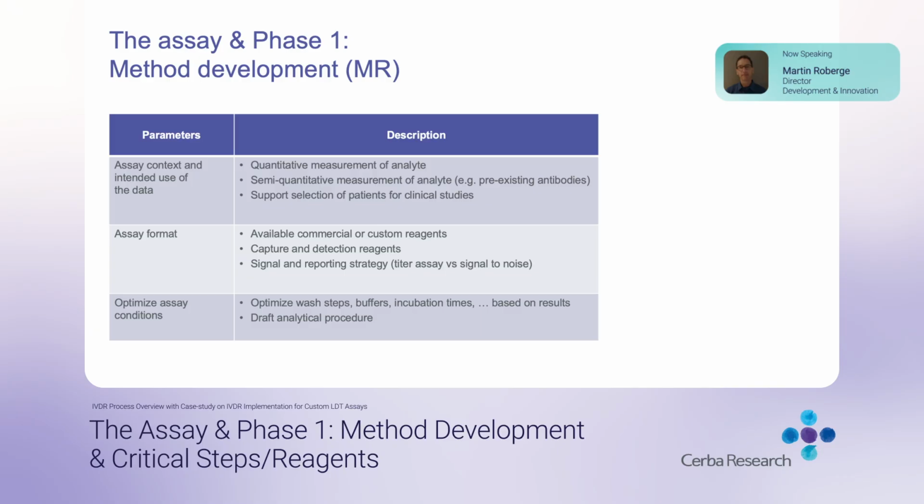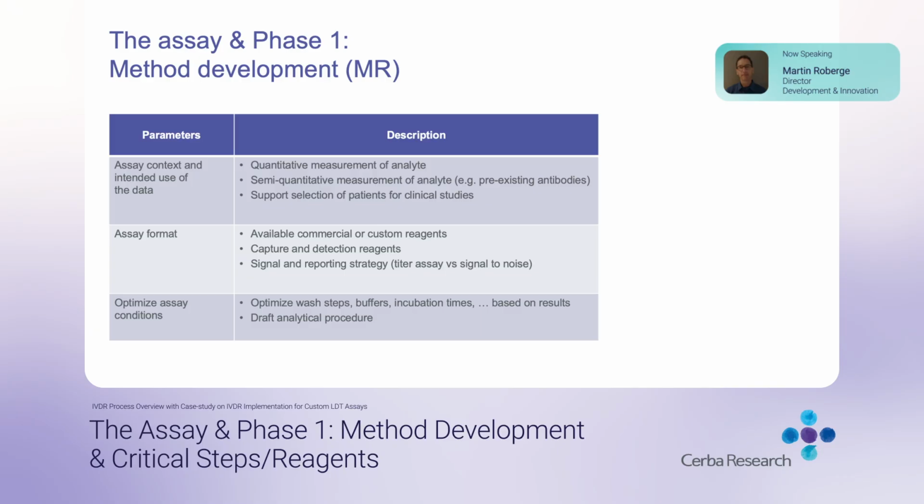Next step, we need to define an assay format. The assay format can be very variable. So we need to first evaluate what are the different commercial or custom reagents that could be used for the assay. Define which reagent is going to be used as the capture, define which reagent is going to be used as the detection reagent, and what kind of signal are we expecting for the assay, and what's the reporting strategy. Is this a titer assay, is it a measurement, or is it a signal to noise? These all need to be defined very early on before we start the method development.